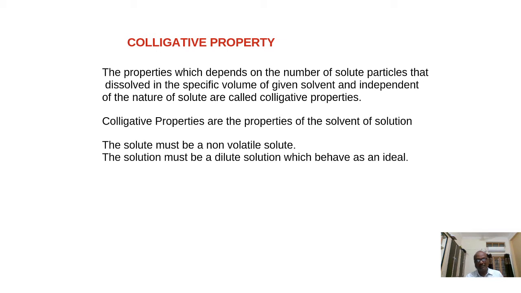Is it clear? So colligative property means the property which depends on the number of solute particles and is independent of the nature of solute particles. First point. Second point is these are the properties exhibited by the solvent of the solution. Third, the solute must be a non-volatile solute and the solvent must be present in liquid state. So these properties are accurately observed in solutions which behave ideally. Generally, very dilute solutions will behave as ideal. This is the meaning of colligative property.